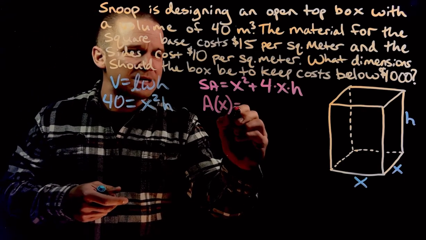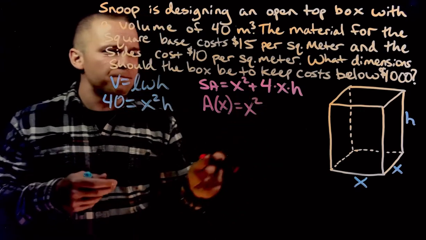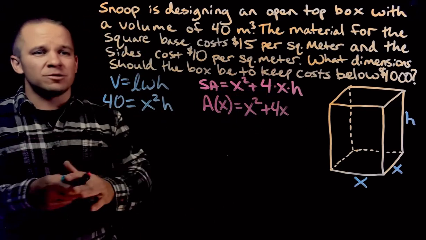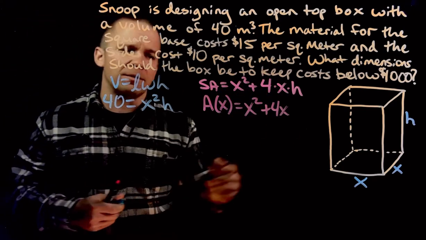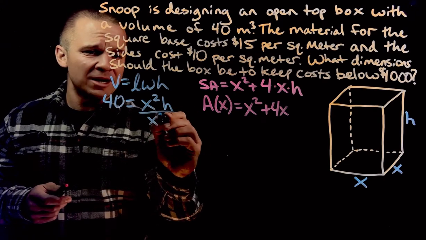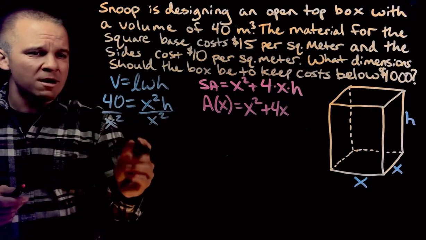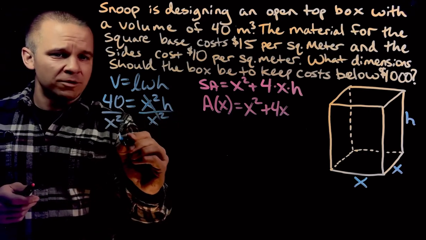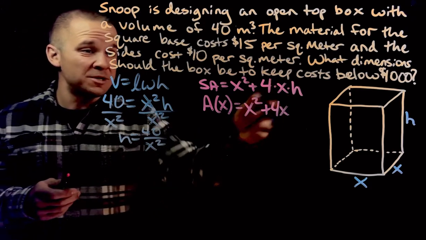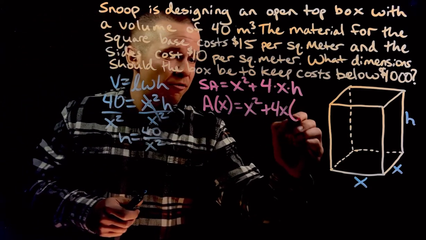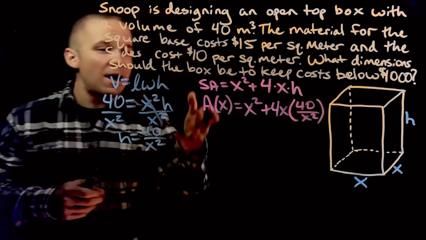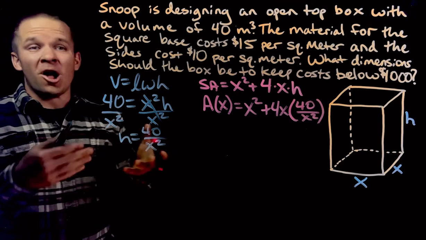So I'm going to go with X here. I've already got this X squared, right? But then I got this 4X, and I need something for H. So swing back over to this bad boy right here. I can pretty easily solve this for H, right? I divide by X squared, and now I have H equals 40 divided by X squared. And I can substitute that in right here. So we're going to have 40 divided by X squared. Now I have an area function all in terms of X.